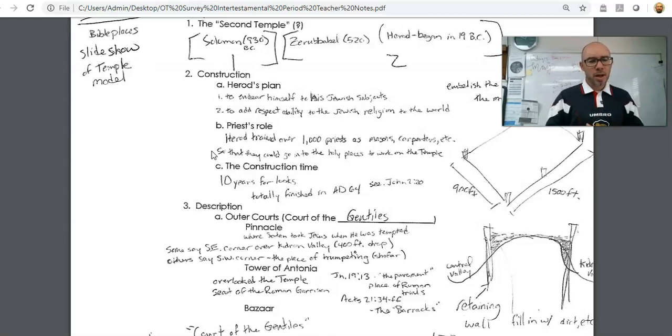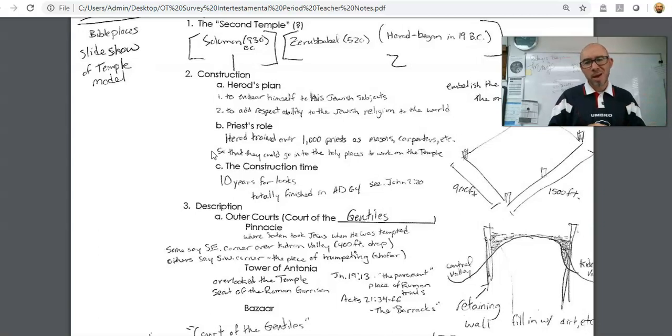Construction time: at first 10 years for the main look, and then the rest of it was just fine-tuning and building up stuff that was already there. It was totally finished by AD 64. So even when Jesus looks over the temple and says, destroy this temple and in 3 days I'll rebuild it.